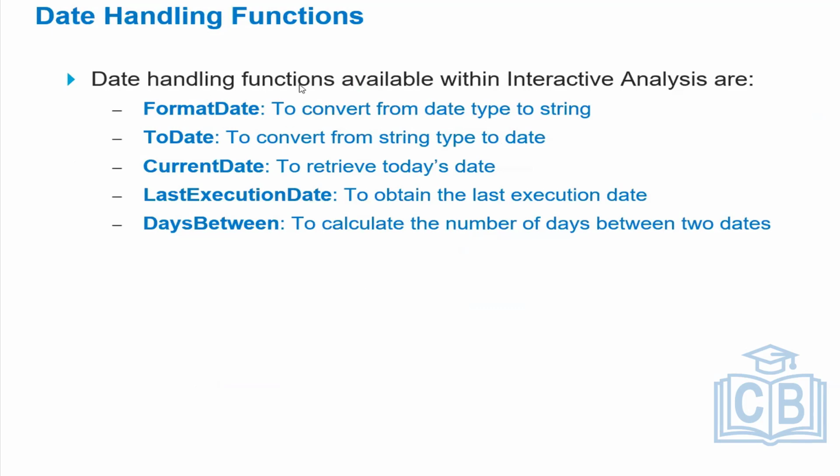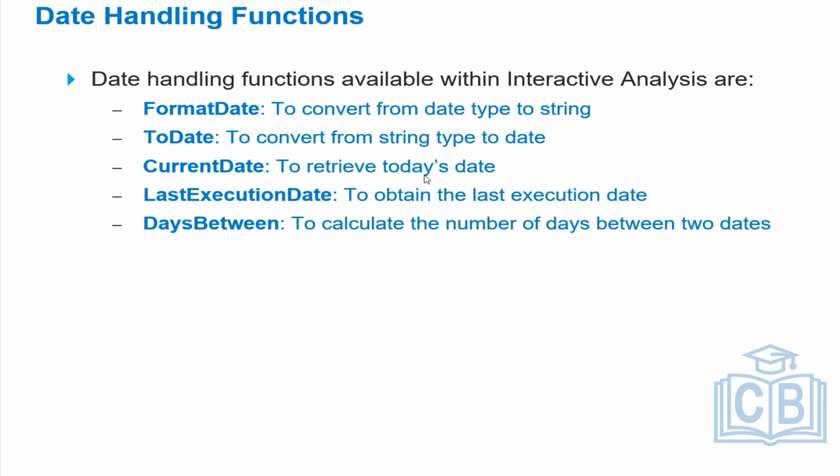And these are some date handling functions available. Format date will convert from date type to string. So if the particular object is of date type, we can convert that to string using format date. To date is to convert a string to a date. If a date is assigned as a string, we can convert that to date using to date.